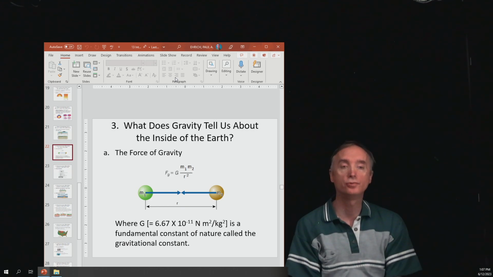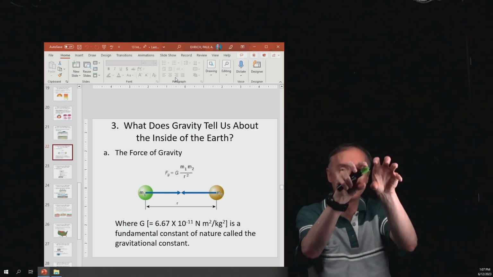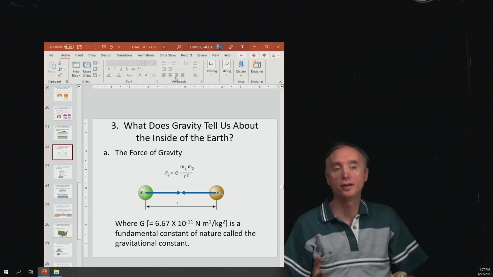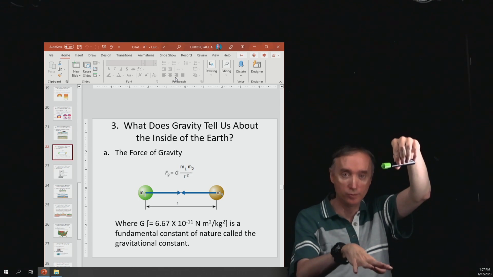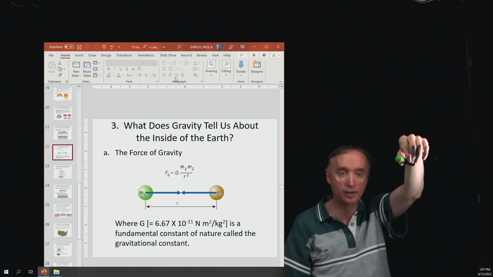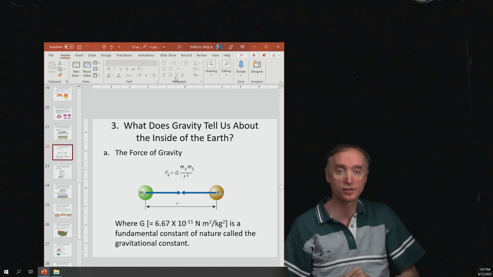Now we want to talk about gravity. The idea is that any two objects that have mass are going to be pulled together by the force of gravity. So normally we think about the force of gravity caused by the Earth. The Earth would be one mass, this would be the other mass, and if I let go of it, then the force of gravity is pulling those two things together.